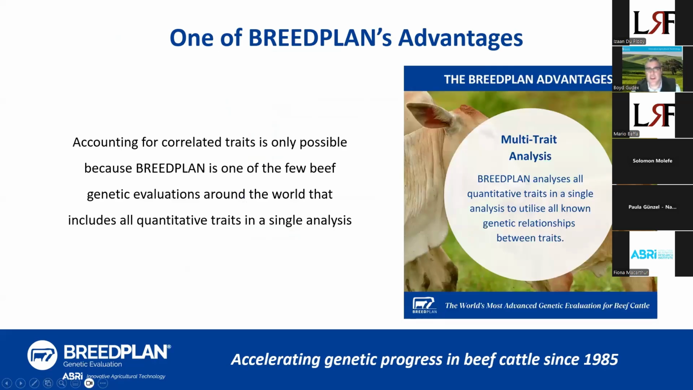Now, accounting for correlated traits is only possible because BreedPlan is one of the few beef genetic evaluations around the world that includes all quantitative traits in a single analysis. What that means is that we analyse fertility in the same analysis as growth, and in the same analysis as the carcass traits. A lot of different analyses will analyse these separately, and therefore they don't capture these correlations in their indexes accurately.